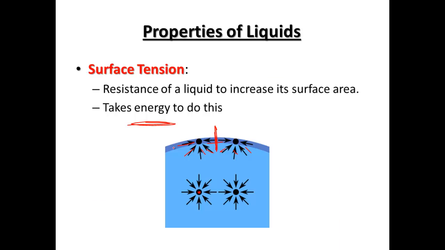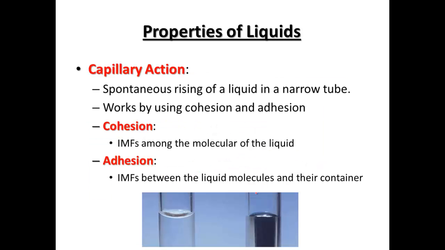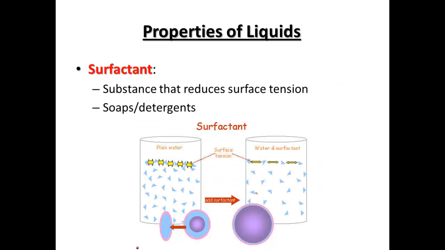Surface tension leads to a couple of examples here, like you can float a paper clip on water if you do it right. This allows some insects to float on water, or stay on top of it. And also, we know that water likes to bead up. Here's a little water droplet on a grass blade. So surface tension is why those things like to stay together.